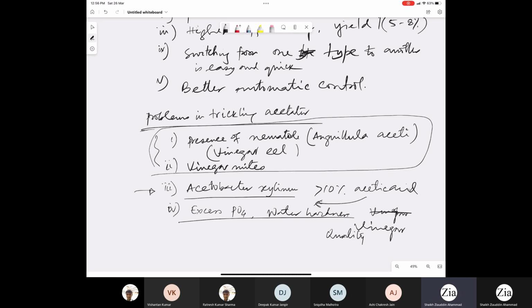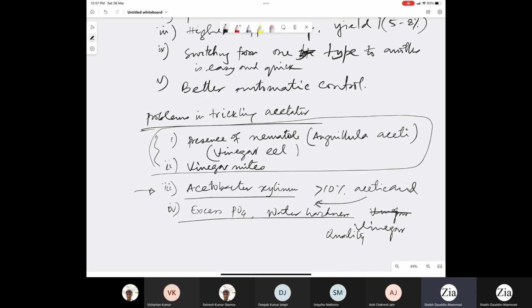So you have to make sure that an excess amount of PO4 should not be there in the substrate or in the food supplement, and the water you are using should be of good quality. It should not have too much hardness. So that will also create hazy vinegar, or you can say turbid vinegar.